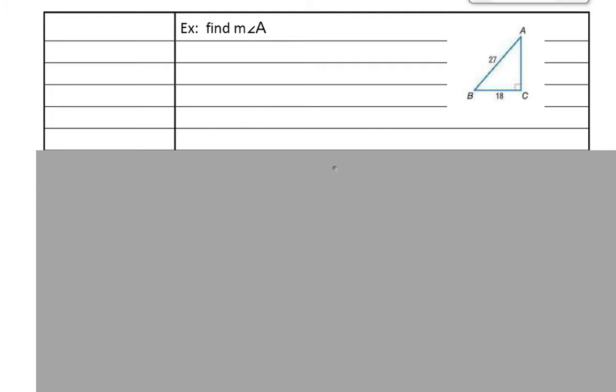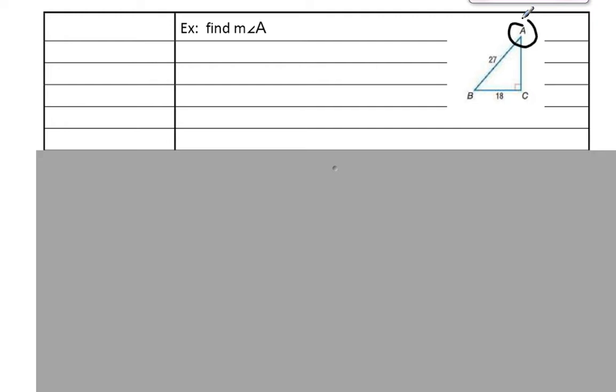Okay, so this time we really need to pay attention to what information we've been given and what we're being asked for. Here we're being asked to find the measure of angle A. When you're looking for an angle measure, and you have a right angle with two sides, you're using your inverse trig function. So we're going to set it up pretty much exactly the same way as we set up our trig functions, our trig ratios last class.